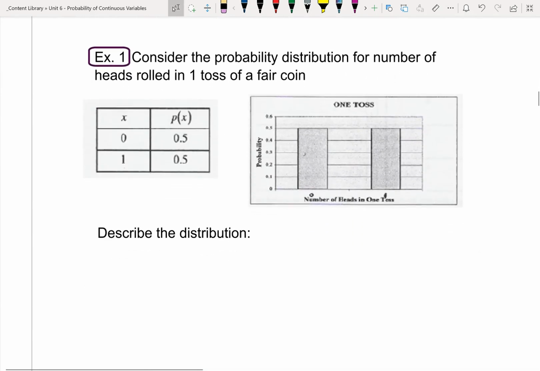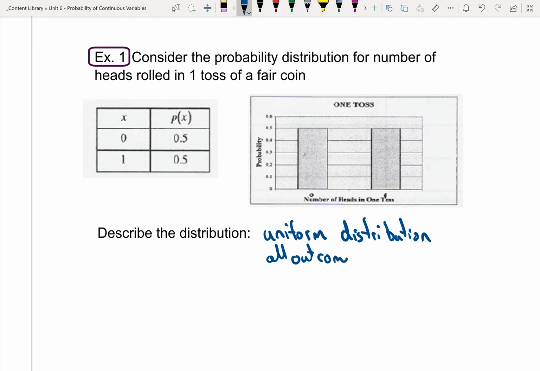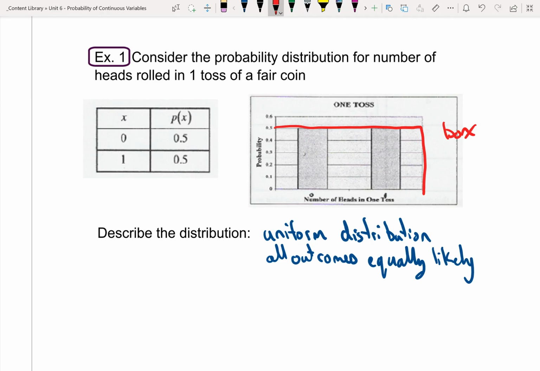So if I consider the probability distribution for the number of heads in one toss of a fair coin, the probability of getting 0 heads is 50%, and the probability of getting 1 head is 50%. So this would be an example of a uniform distribution, because all outcomes are equally likely. And we can see that because it does form the shape of a box. So remember, if our data forms the shape of a box, it means it's uniform.